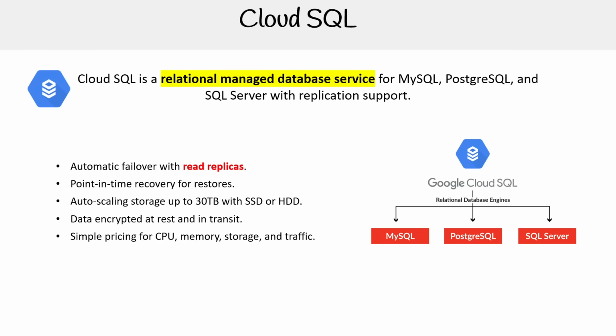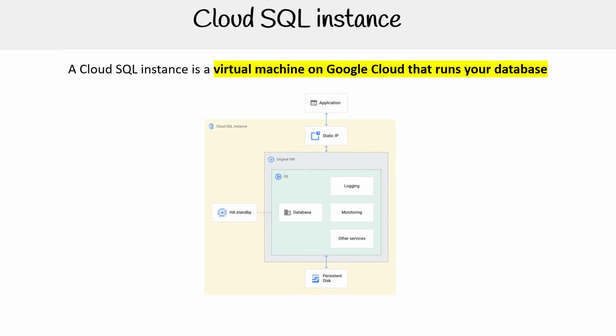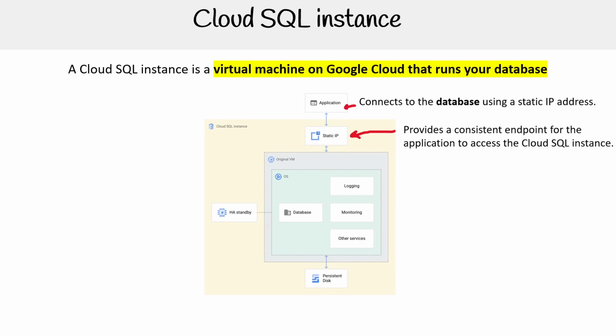This one requires the most level of management out of all the providers, such as Spanner and AlloyDB, but it is very cost effective. A Cloud SQL instance is a virtual machine on Google Cloud that runs your database. You can connect to the database using a static IP address. It provides a consistent endpoint for the application to access the Cloud SQL instance.